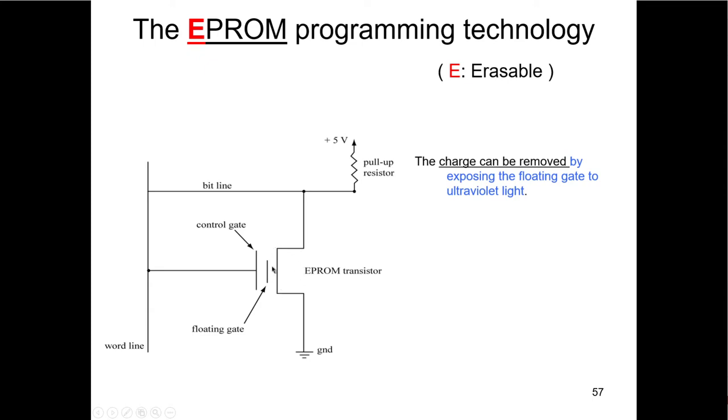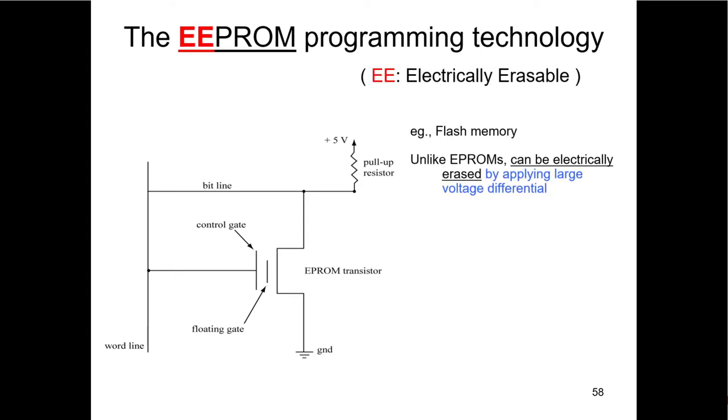And generally, if there's no charge on the floating gate, then usually it reads a 1, because it's pulled up. And then it's pulled down to ground when there's a charge on that floating gate. So when you erase it with ultraviolet light, you switch everything to 1s because they're all pulled up. Okay, and you program them to 0s. And then the EEPROM, you can electrically erase those just by putting a big differential voltage across from the bit line and the word line.